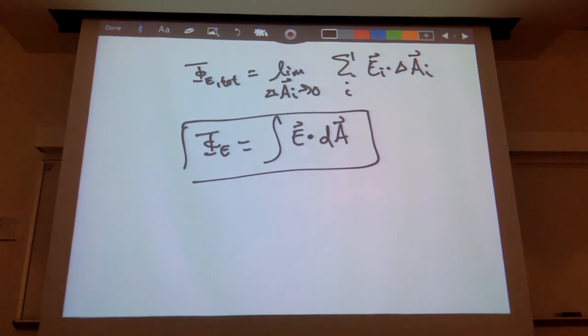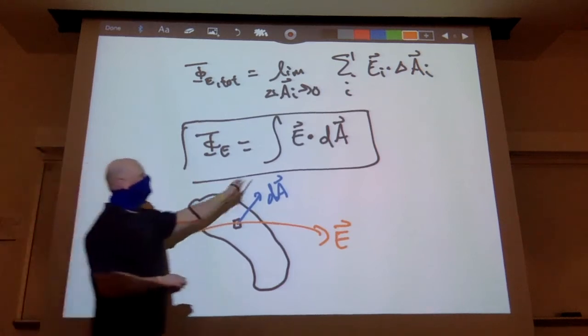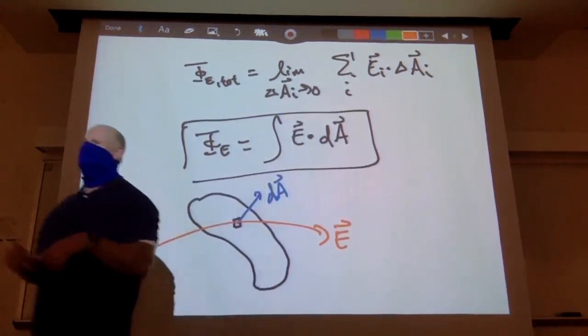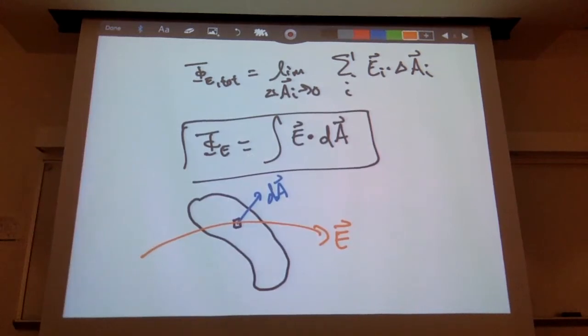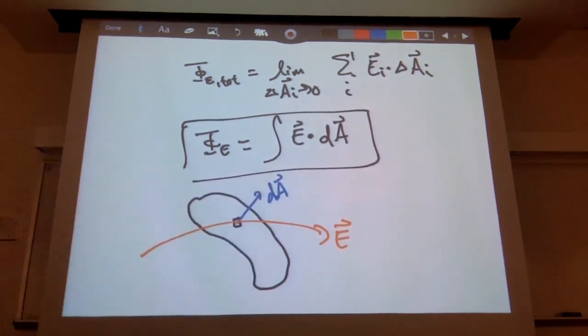So what's a differential area? Again, if this is my area that I'm looking at, the differential area, dA, is a small amount of area that points in a particular direction. Meanwhile, the electric field is going to point in some direction. So let's say here's my electric field, which is also a vector. Notice what the dot product does: it turns these vectors into a scalar quantity. So the right-hand side is a vector dotted by a vector, which is a scalar. So in this case, I'm simply integrating over a scalar.